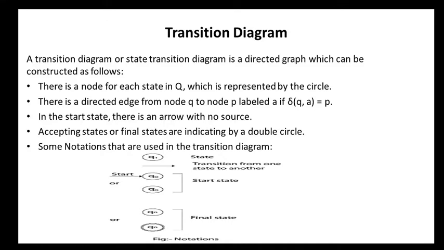Some notations that are used in the transition diagrams are these: the state is represented by a circle, the start state is represented either with an arrow mark or without an arrow mark, and the final state is represented by a double circle or a star preceding the state.